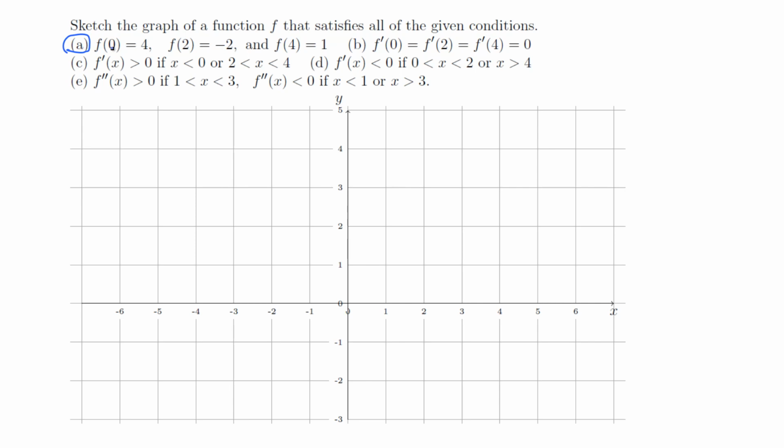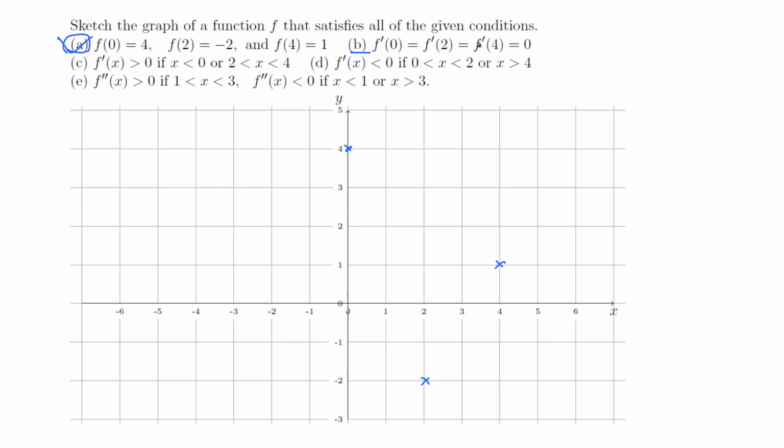So let's locate them. (0, 4) on the graph here. So the graph passes through this point. Similarly, f(2) equals negative 2, so (2, negative 2). 1, 2, negative 2. So the graph passes through here. f(4) equals 1, so (4, 1) up. So the graph passes through here as well. So A is done.